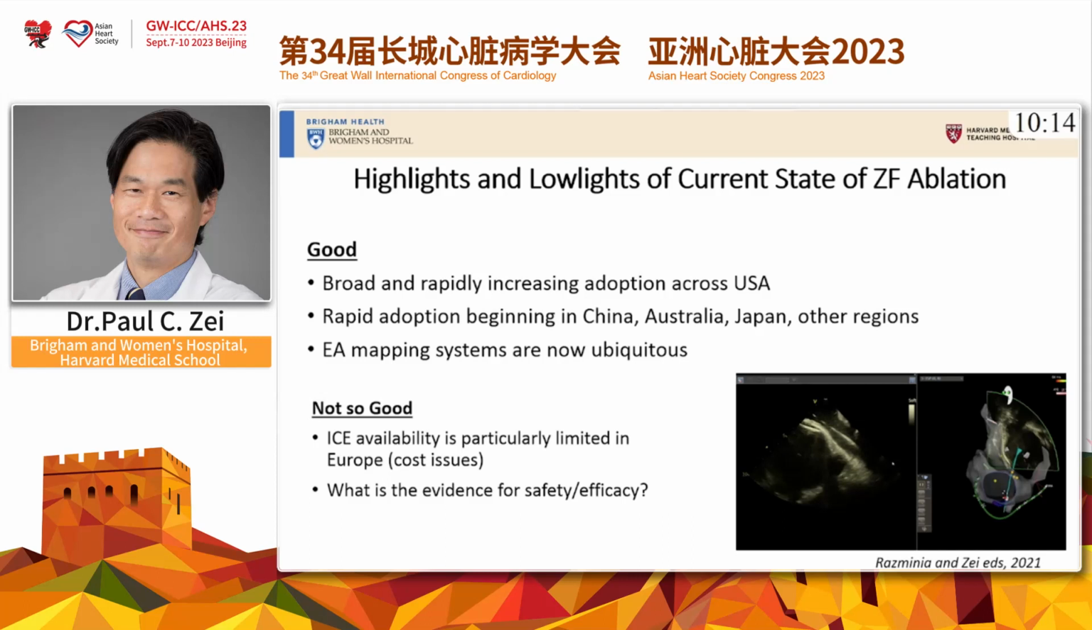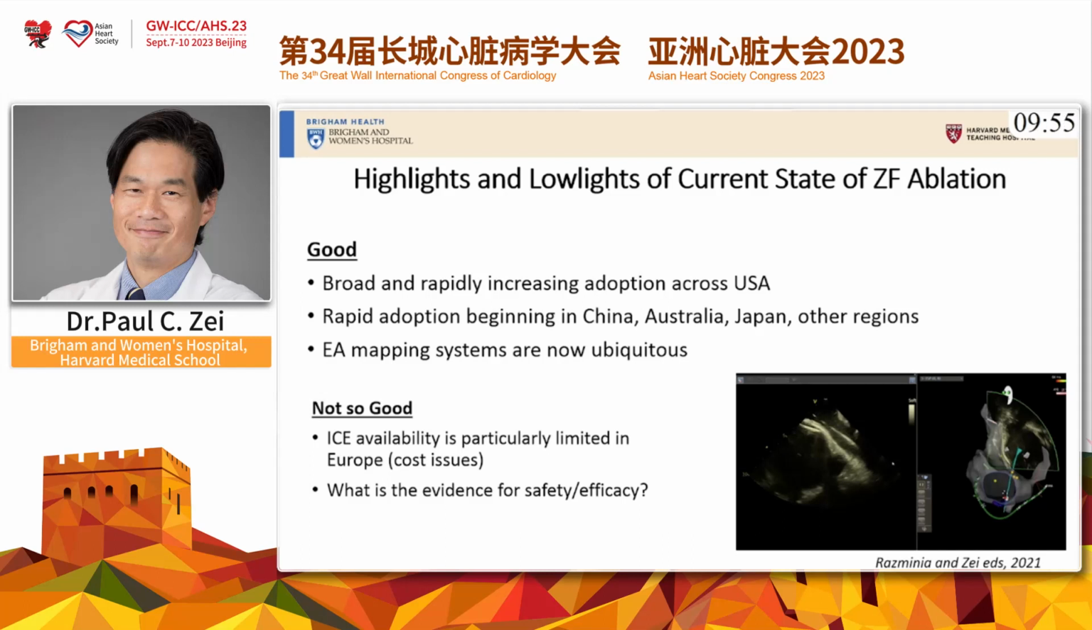Where we're at right now, I think there are some very important highlights, but also some important hurdles that we still have to overcome. The good is that there is rapidly increasing adoption across at least the US. There's rapid adoption already underway in China, Australia, Japan, and other regions. And mapping systems are, of course, ubiquitous. So we have all the tools available.